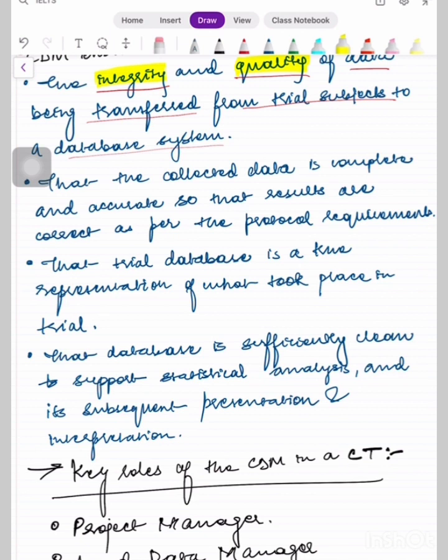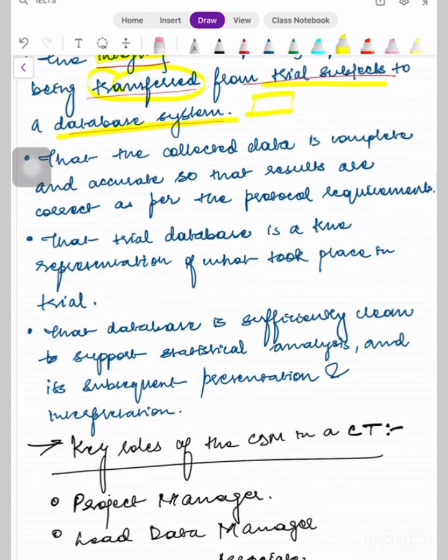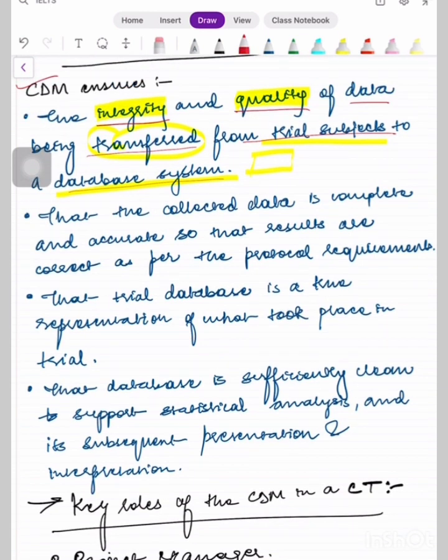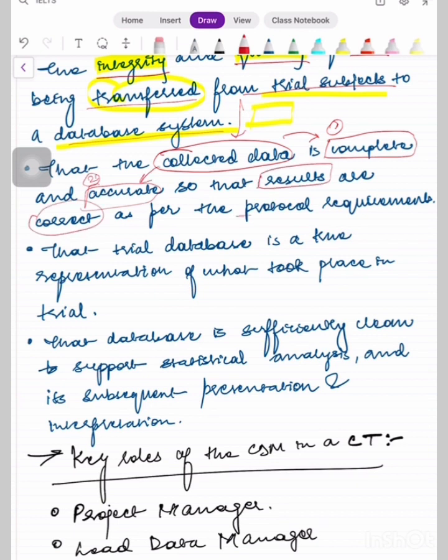So it ensures the integrity and quality of the data that is transferred from trial subject to database system, wherever the database system is, so that the collected data is complete and accurate, so that results are correct as per the protocol requirements. Why are they ensuring integrity and quality? Next line: so that the collected data is complete, first thing, and accurate, second thing, so that results are correct as per the protocol requirement.